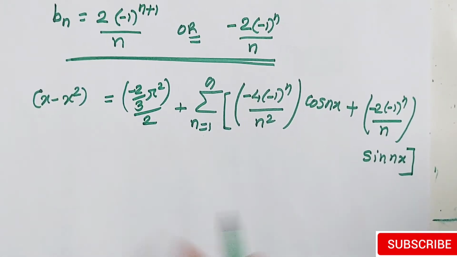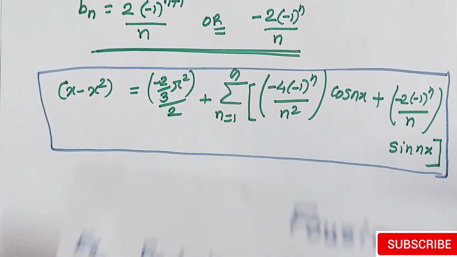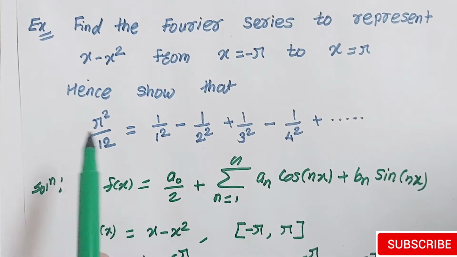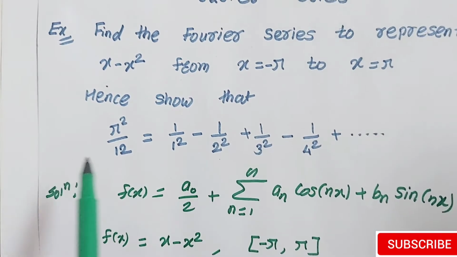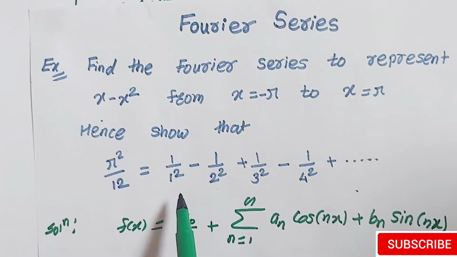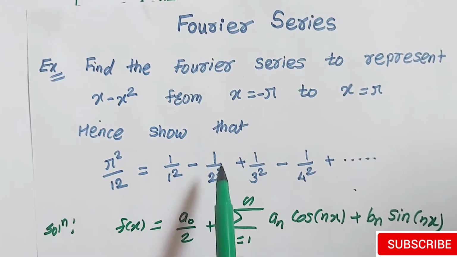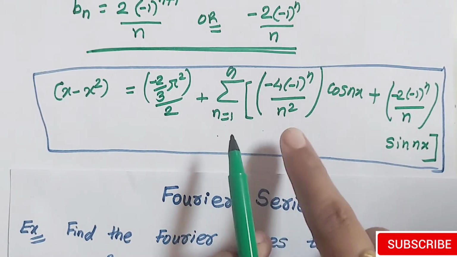This is the final answer, Fourier series expansion of this function. But the additional question is how to show that pi square by 12 is equal to this one. And for that we have to put the value of x such that we get this answer. Now see here, we require the 1 by 1 square, 1 by 2 square, and this term is contained in the first term, that is 1 by n square.